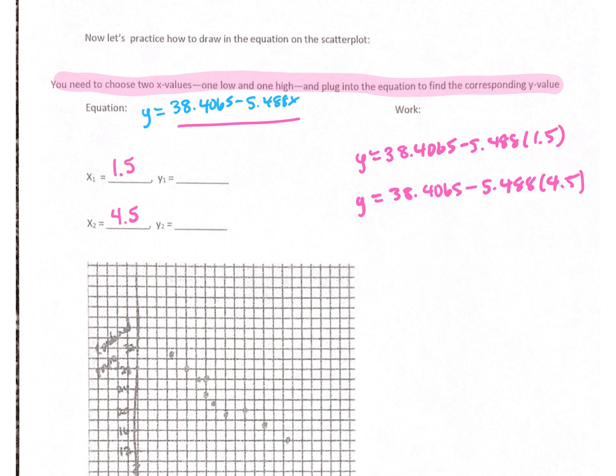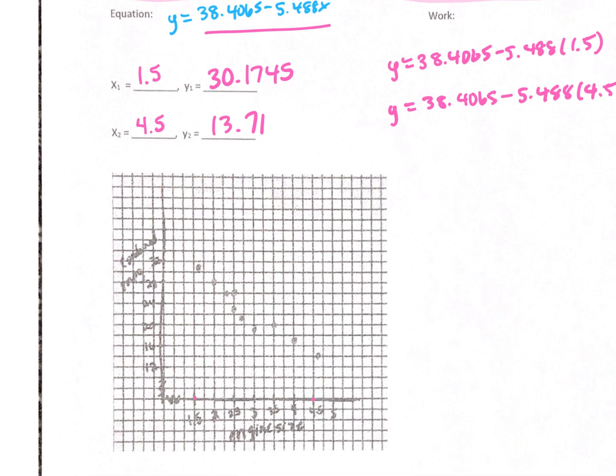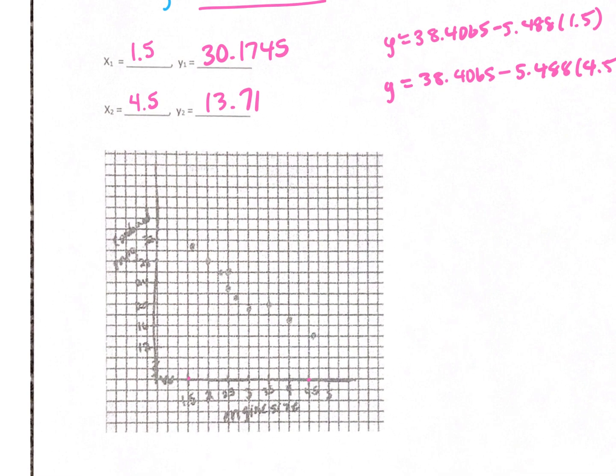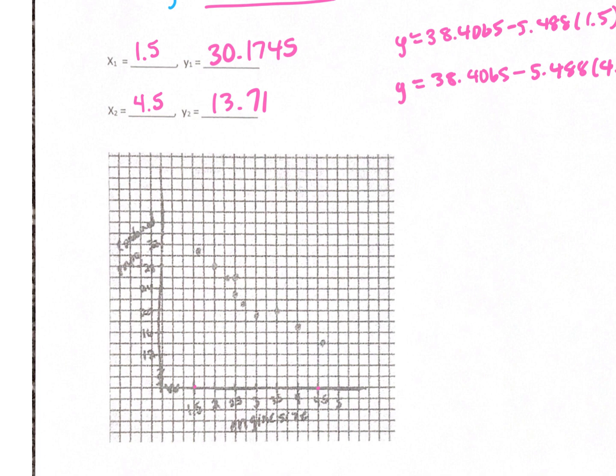So what do we get? Okay, so we did the math, plugged in x is 1.5, got the corresponding y value, did the math for x equals 4.5, plugged in, got the corresponding value. We're going to graph those two particular points. We need to use some type of mark other than what we see here. We shouldn't use a point just like they did. So at 1.5 and 30 point something, basically exactly where that dot is.